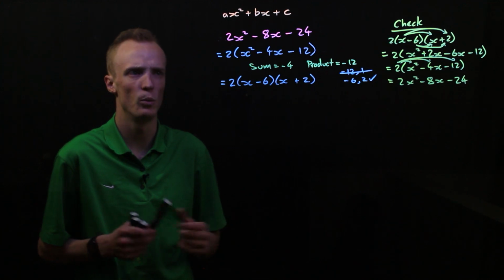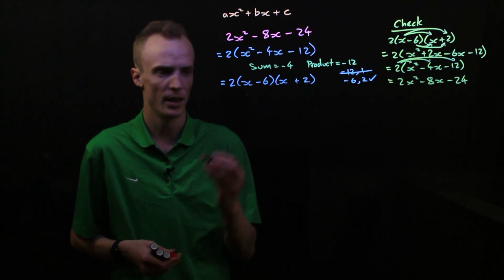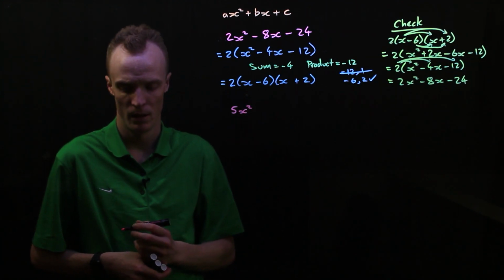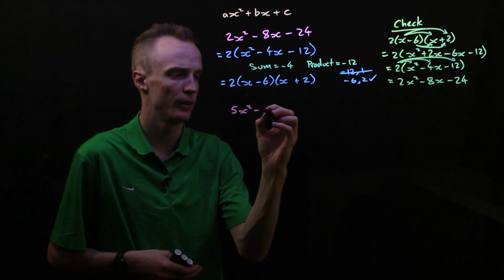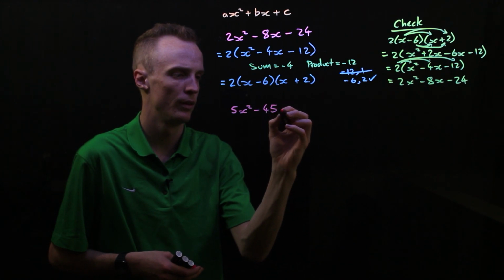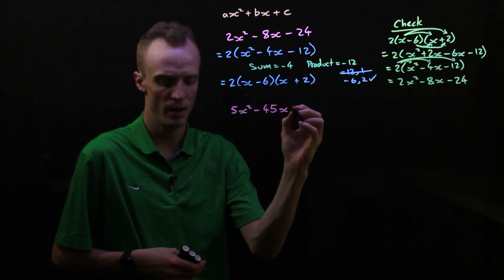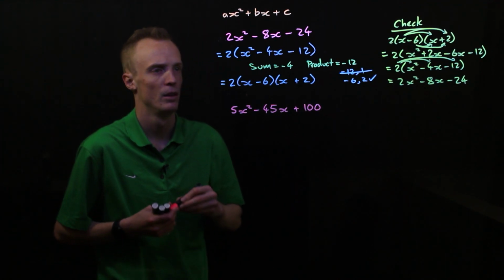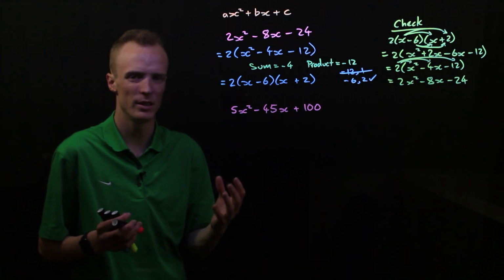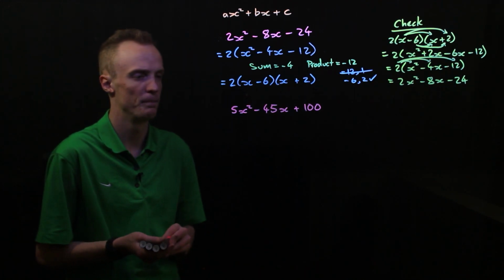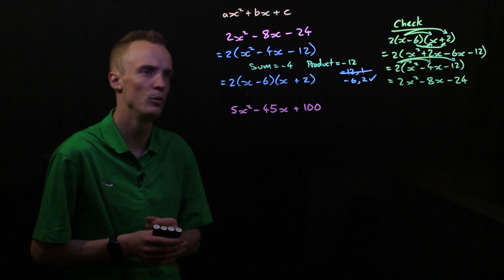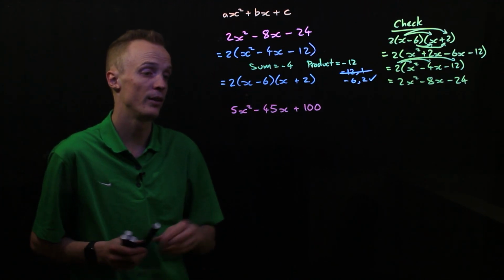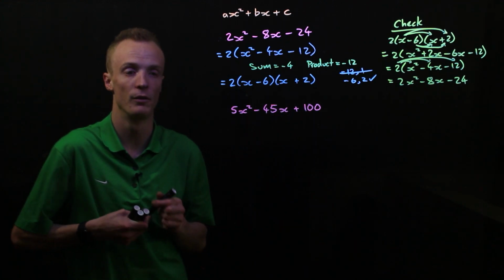But let's take a look at just one more example. Let's say I had 5x squared, subtract 45x, and then add 100. So my first step is to check to see whether I've got a highest common factor here, because I can't just use the sum product rule because my a value is not equal to 1. So in this case, I can see that all three terms have a common factor of 5.